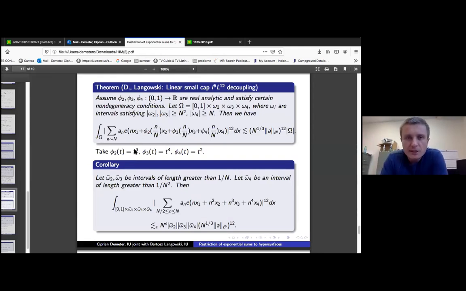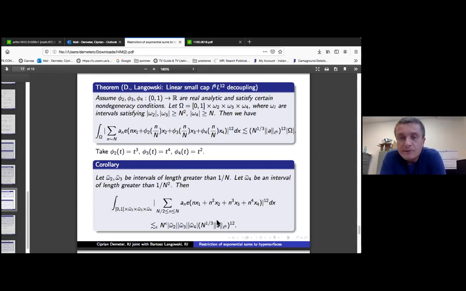You can test this result with phi 2 equals t cubed, phi 3 equals t to the 4th, phi 4 equals t squared. And if you plug in these functions and make the change of variables, then you get a certain square root cancellation for the exponential sum associated with the Vinogradov curve in the corollary, except that the intervals over which we integrate are small. They are no longer equal to the full interval 0, 1.